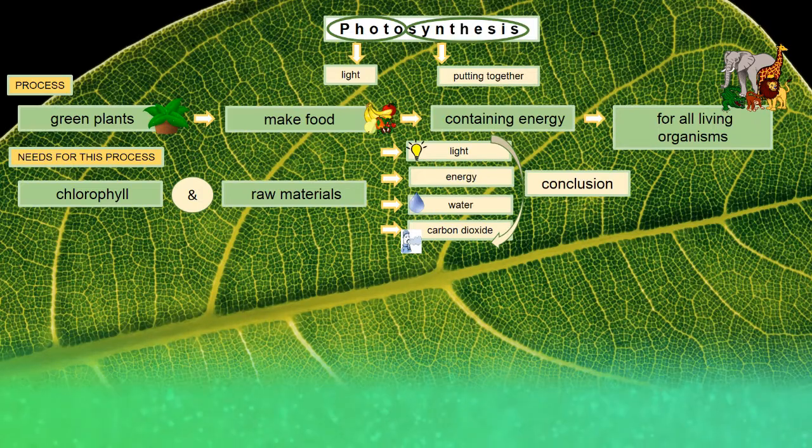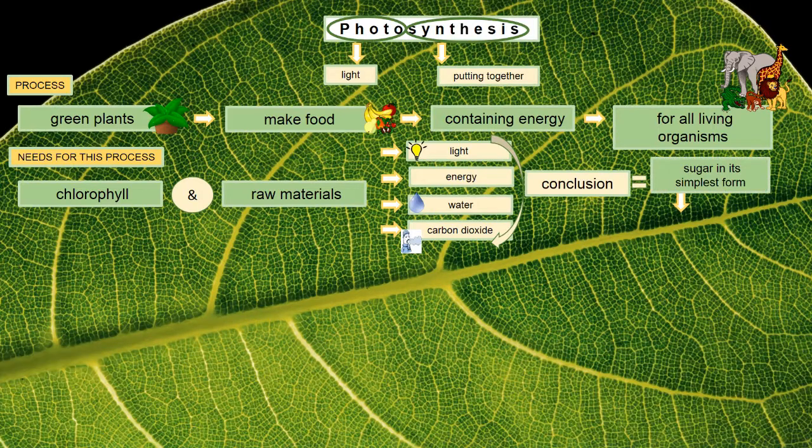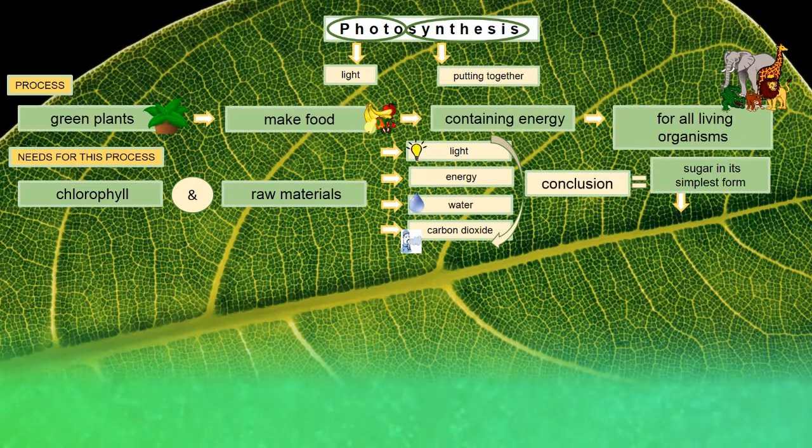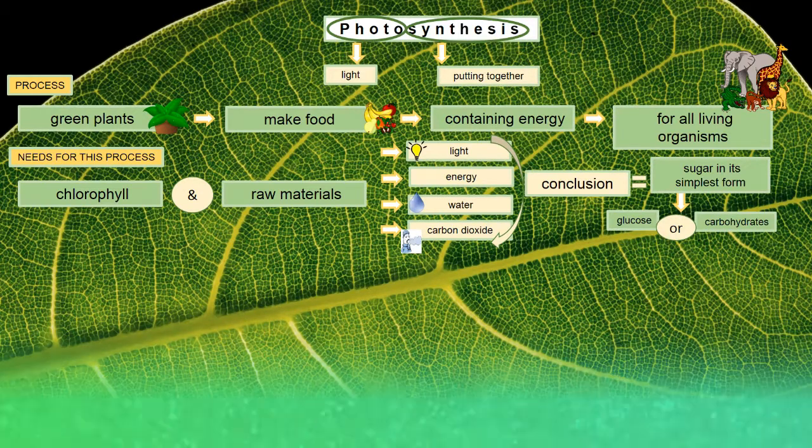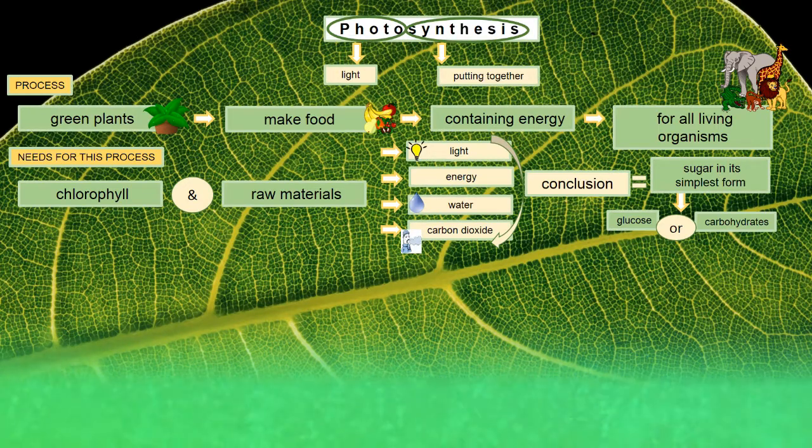Conclusion of this process. Sugar in its simplest form is being produced. That is glucose or carbohydrates. Definitions are always very important.